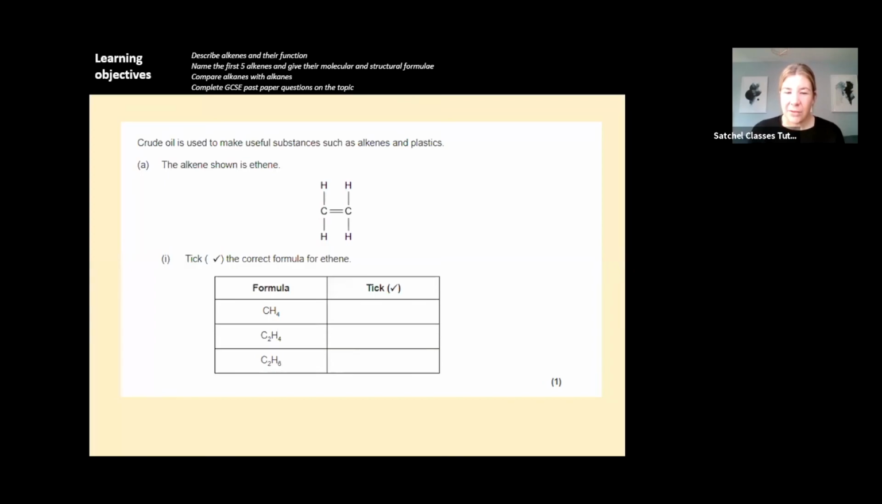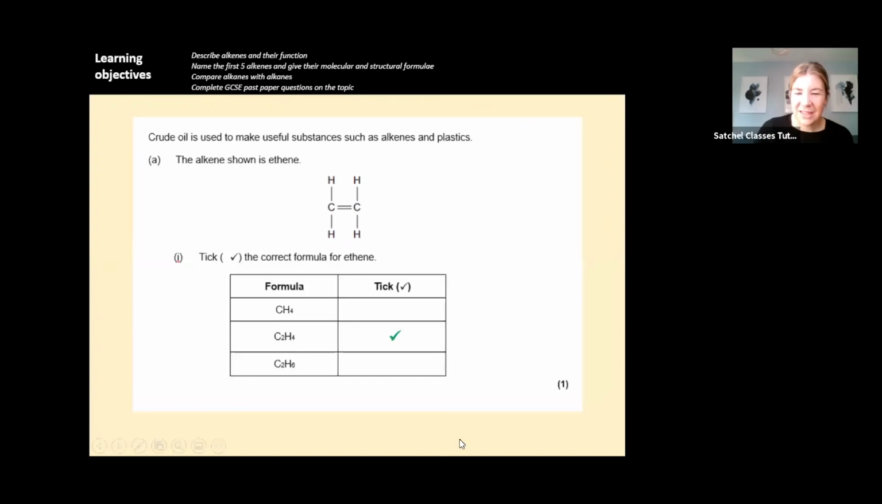I'm going to give you a few seconds to work it out. It's 1 mark. You might think, oh, it's only 1 mark, but actually 1 mark in your chemistry GCSE, every single mark counts. Okay. Hopefully you've got it correct. It's the middle one, of course, it is C2H4. You're just counting the carbons and you're just counting the hydrogens. Okay, so really, really well done.